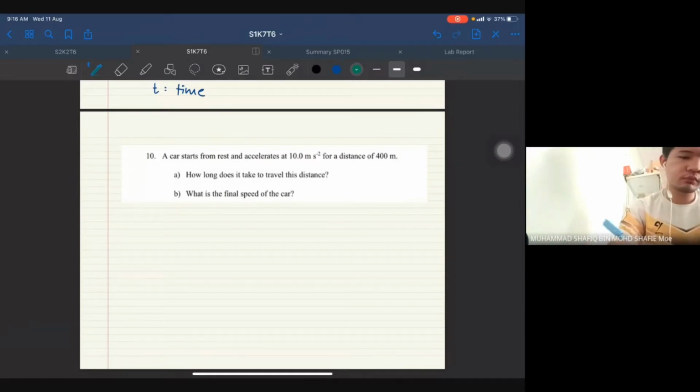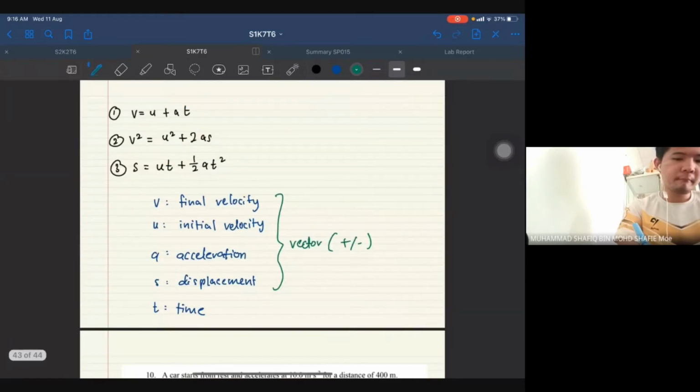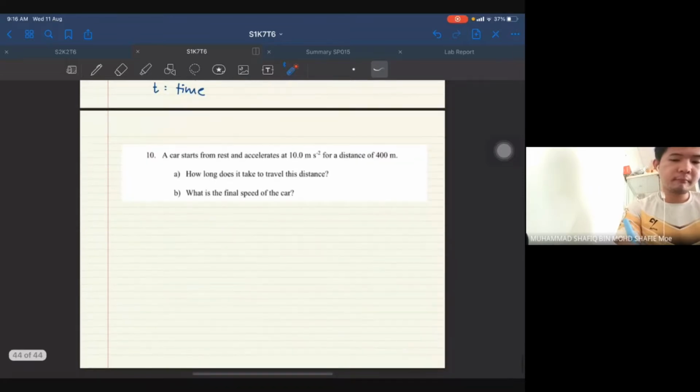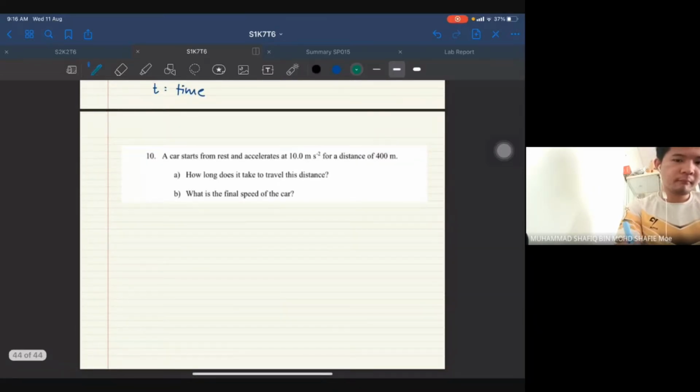So here they didn't give you any equation. They didn't give you any set of graph. Okay, they didn't ask you to draw any graph. So obviously this one is related to this situation lah. You have to apply these 3 equations. So the first thing that you need to do, you have to take out the information.